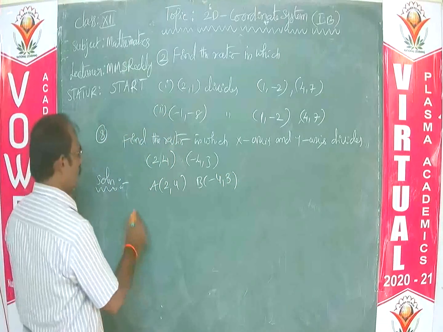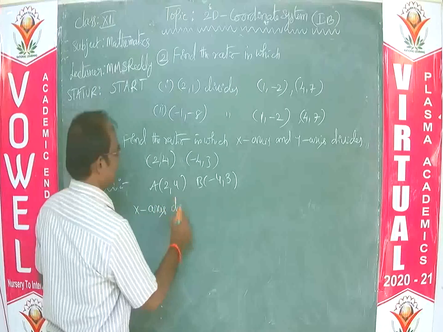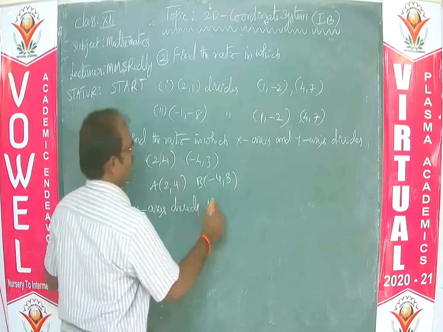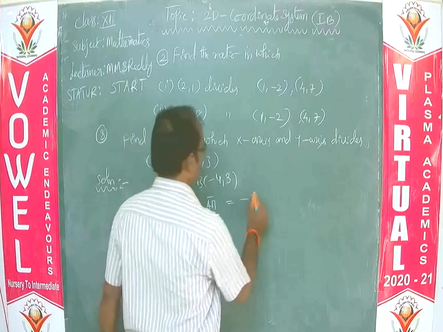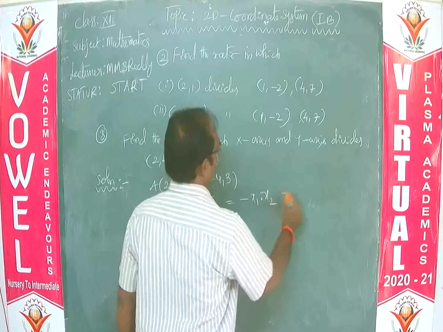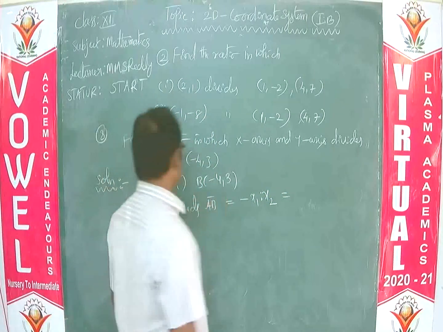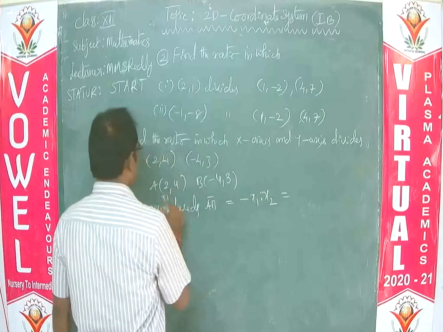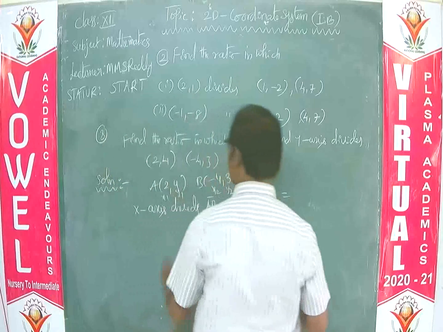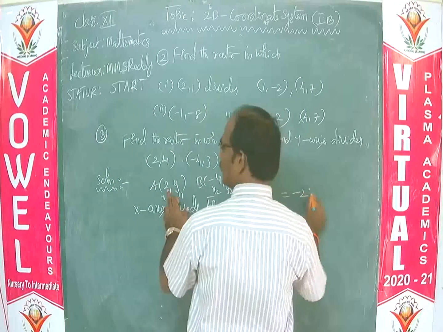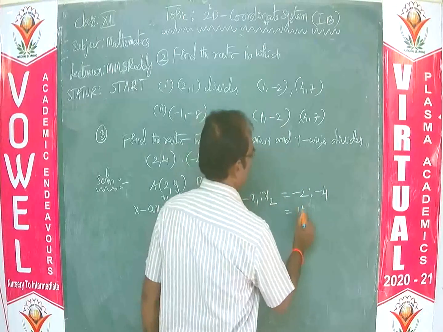The ratio in which the x-axis divides the line segment joining AB is equal to minus y1 is to y2. So already we proved this concept, minus y1 is to y2. Here coordinates of A x1, y1, B x2, y2. Minus y1 is to y2, minus 4 is to 3. Minus gets cancelled, 1 is to 2.